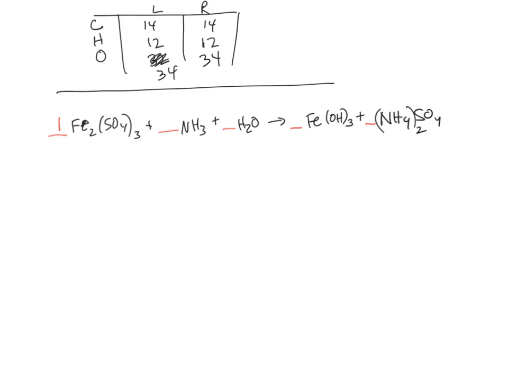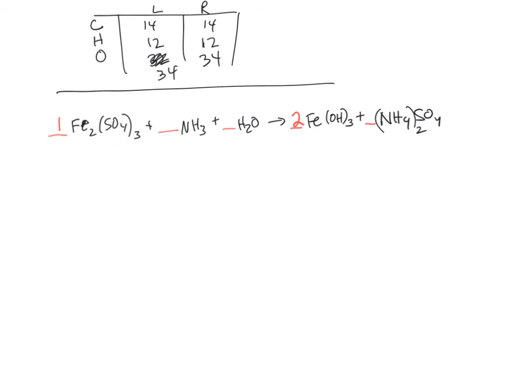So you have 1 on the iron(III) sulfate, and you want to put 2 in front of the iron(III) hydroxide. So there's 2 irons on each side. Then here's a little trick. I like this trick.